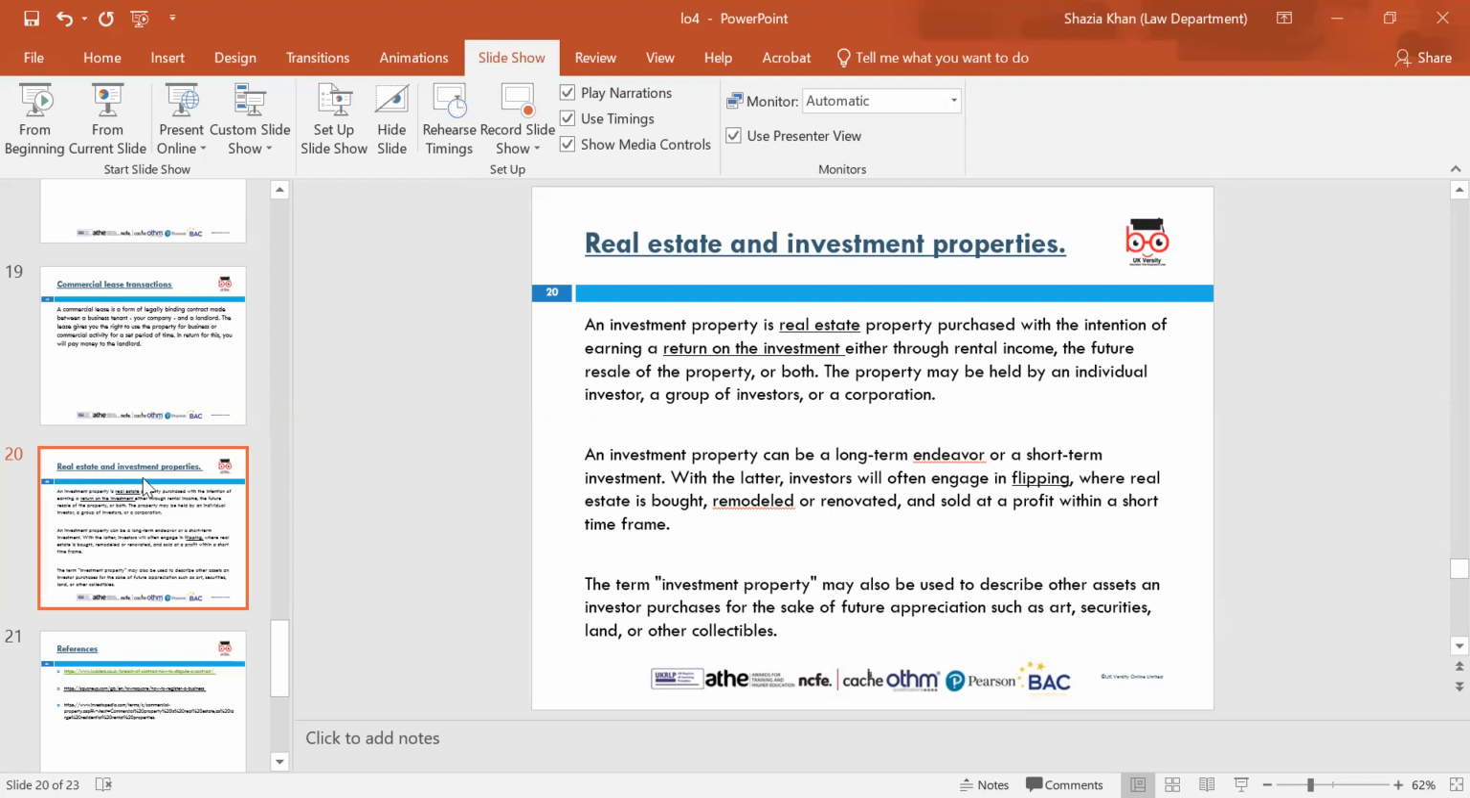Other environmental factors, yeah, and conflict sometimes. It's not always that you're going to make a profit out of a real estate or investment property. So, you need to be really careful when you want to invest in a property, that you research everything. Okay, so that's learning outcome 4 done now.